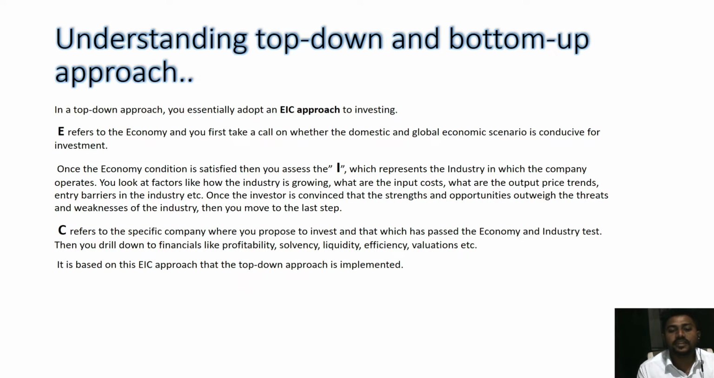Once the investor is convinced that the strengths and opportunities outweigh the threats and weaknesses of the industry, then you move to the last step. C refers to the specific company where you propose to invest and which has passed the economy and industry test. Then you drill down to financials like profitability, solvency, liquidity, efficiency, valuations, etc. It is based on the EIC approach that the top-down approach is implemented.